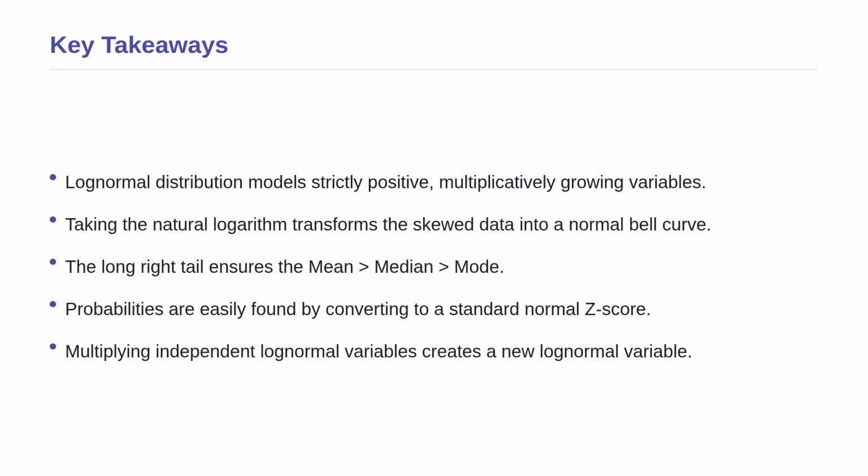Let us summarize what we have learned. The log normal distribution is essential for modeling variables that are strictly positive and heavily skewed to the right due to multiplicative growth. By simply taking the natural logarithm, we transform this skewed shape back into a familiar, symmetric normal distribution. Remember the strict ordering where the mean is always the largest, and the elegant property that multiplying log normal variables creates another log normal variable. You now have a deep mastery of this topic and can confidently handle data that compounds over time.